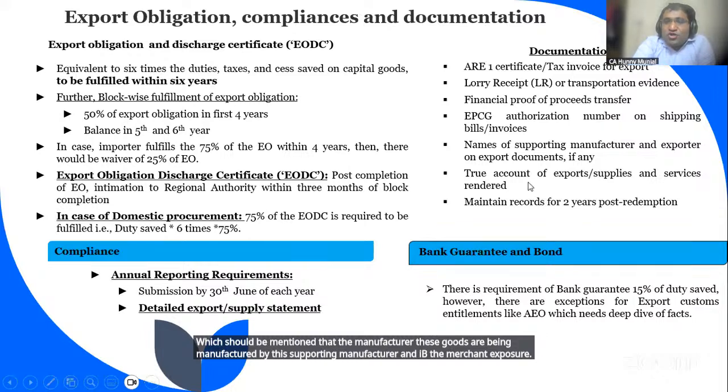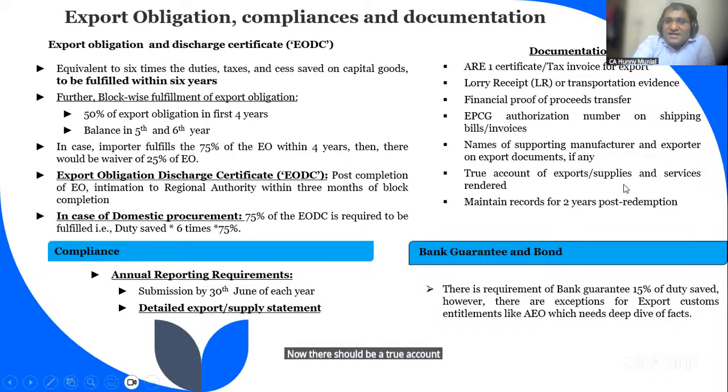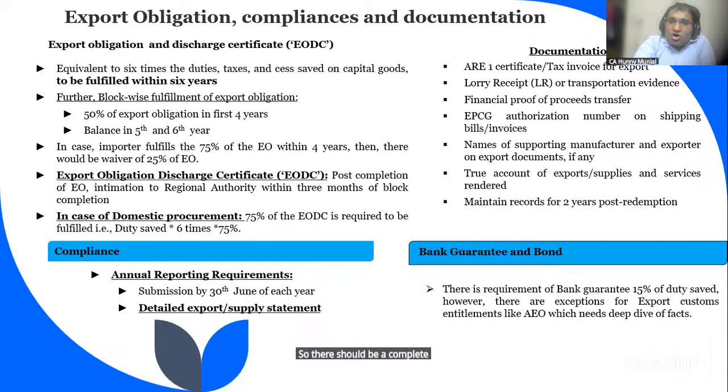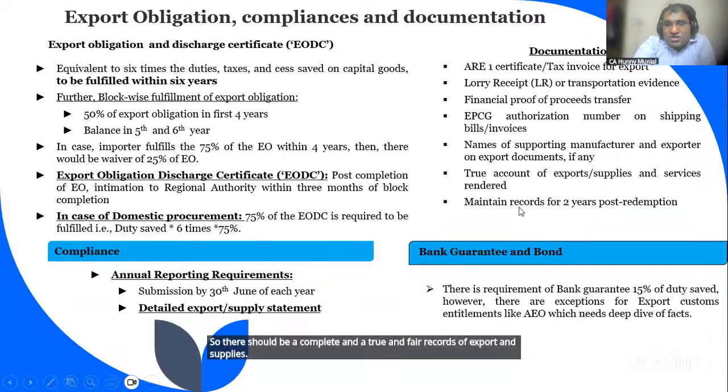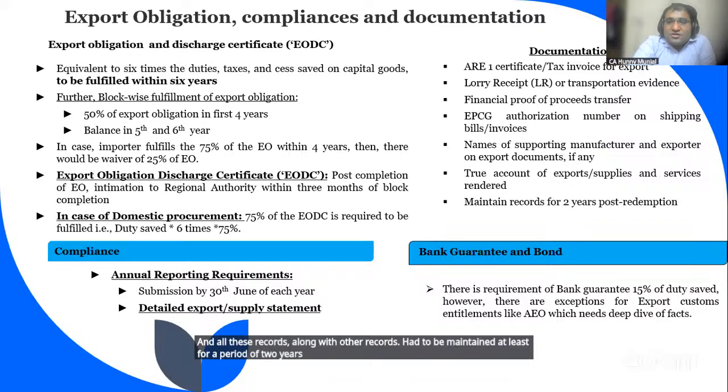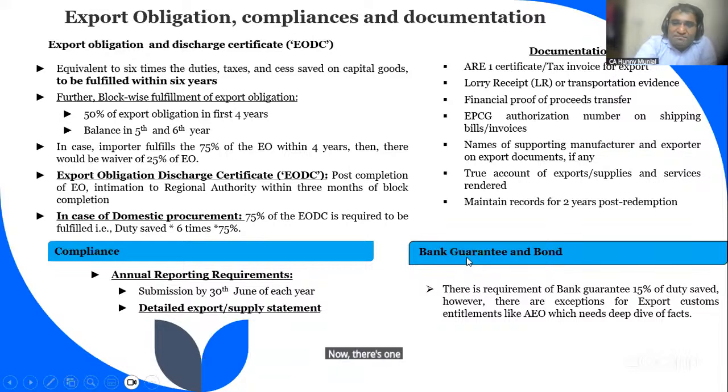Now, there should be a true account of export and supplies and services being rendered by the exporter. So there should be complete, true and fair records of export and supplies. And all these records, along with other records, have to be maintained at least for a period of 2 years post redemption. So once you have redeemed the benefits, for at least 2 years you have to maintain all these records.